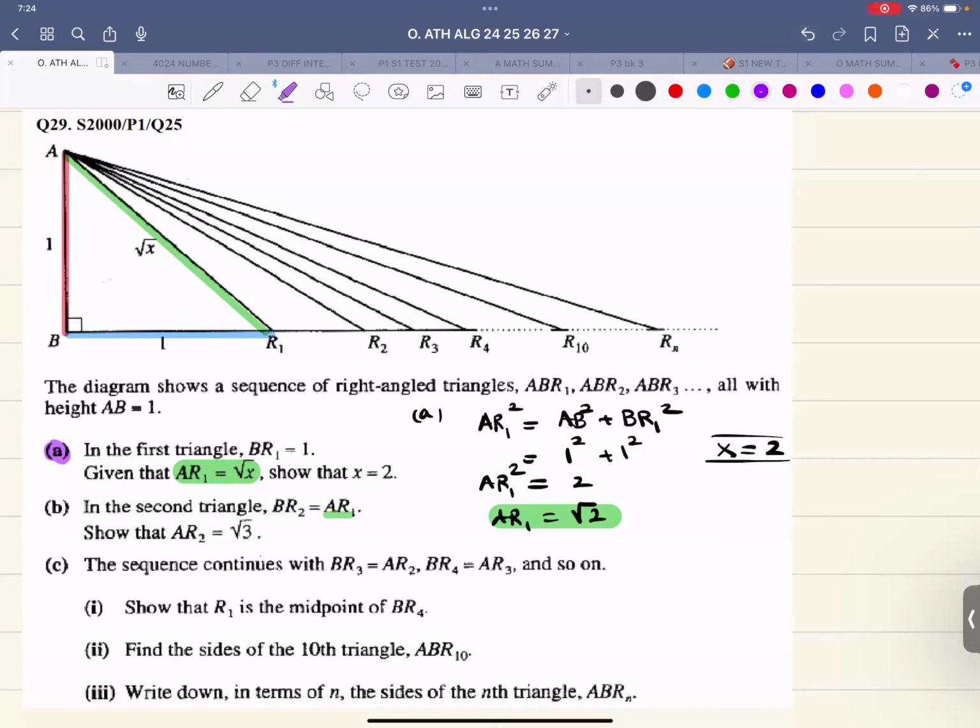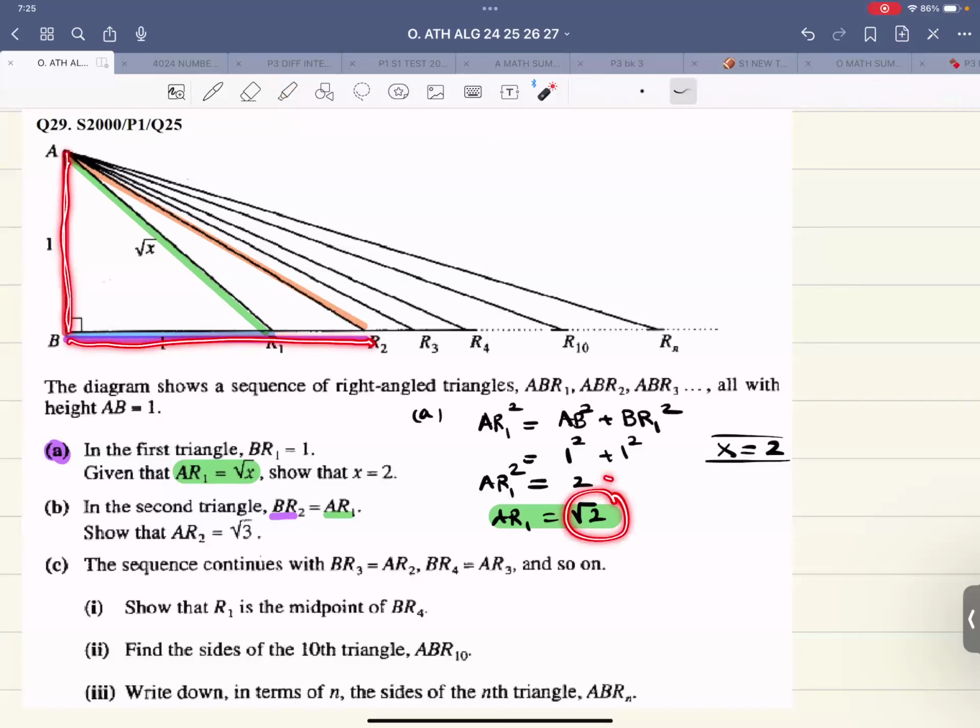And let me highlight this thing, which is BR2. So now let me draw it like this. This is BR2. And then let me use a different color. Let's say, for example, the orange color. And now I'm focusing on this. So basically, this one is fixed. BR2 is AR1. That means this is root 2. And now I'm focusing on AR2.